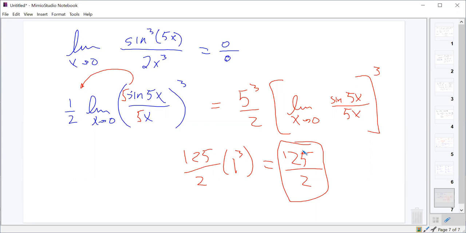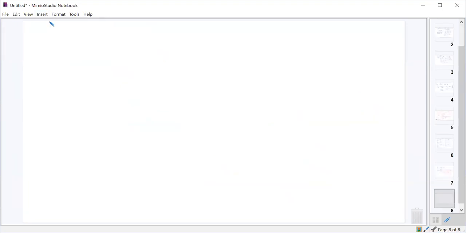Any questions on that one? Or anything we've done so far? So you can just take out the cubed and put it outside of the limit? That's correct, yes. The limit of a function cubed is the same as the limit of that function all cubed. That is correct. That's one of our rules for limits.